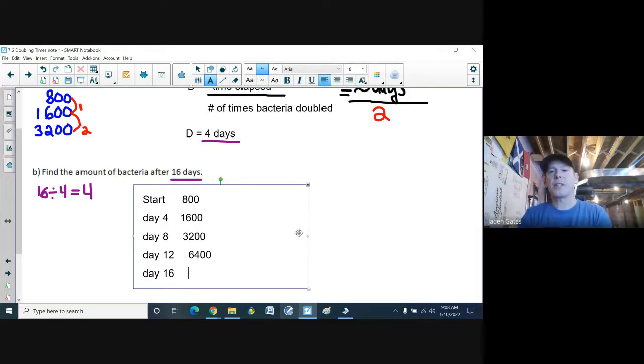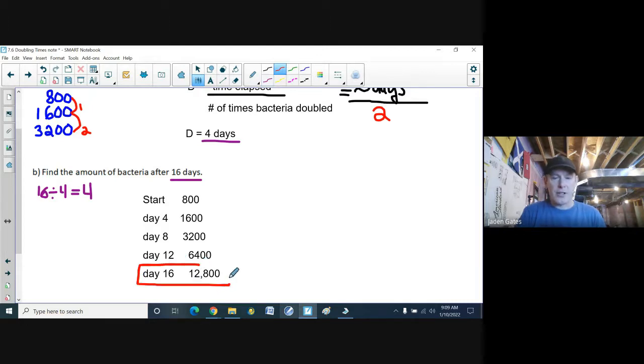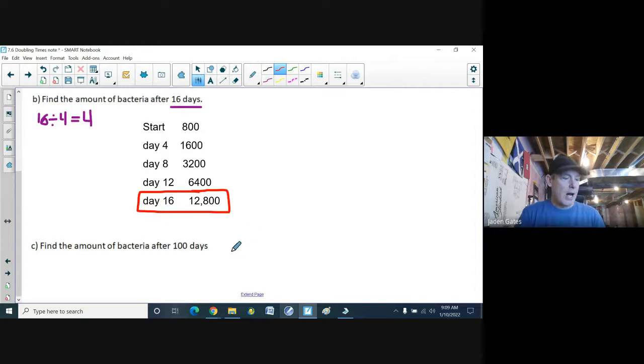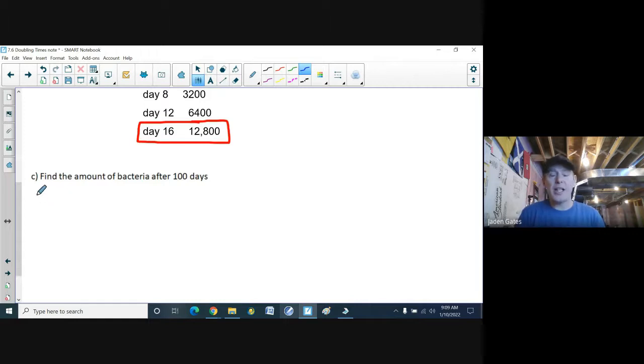I double my 6,400, which is 12,800. And there's my answer. So after day 16, or after 16 days, if you will, we have 12,800 bacteria. Now, find the amount of bacteria after 100 days. Now, you can see doing this table here, if I went all the way to 100 days, it would take me forever. And not all of the time can I do it, but 100 is divisible by 4. But I don't want to go all the way to 100.